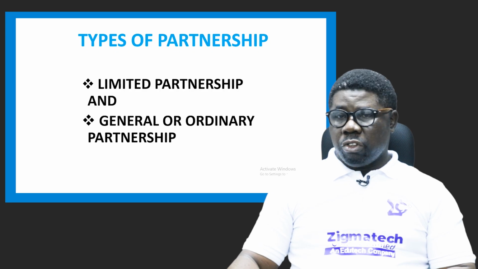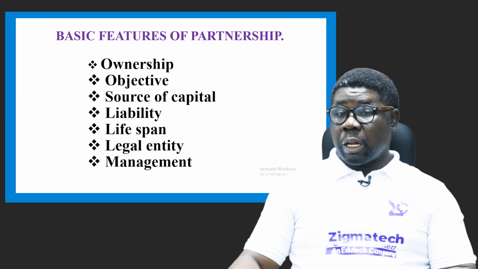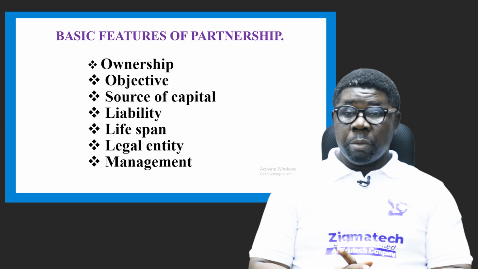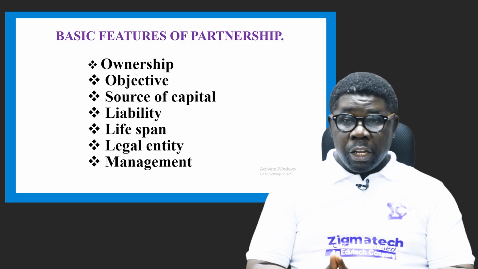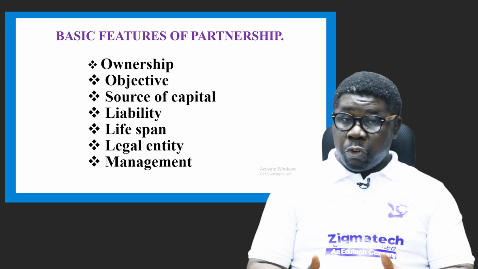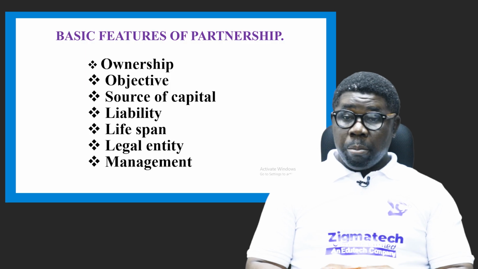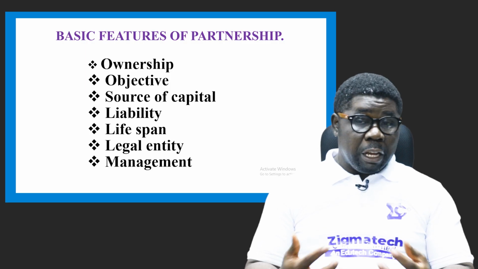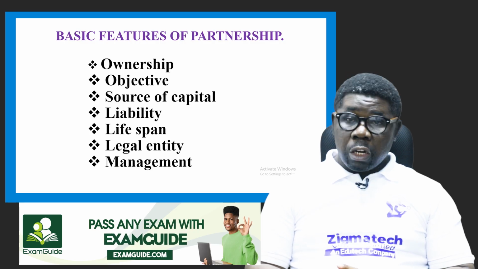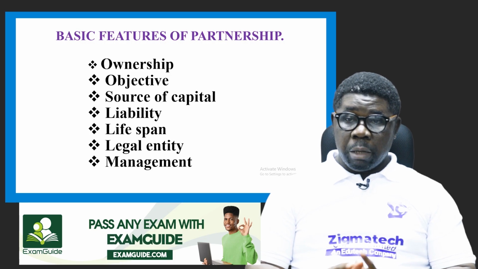So let's take one at a time. A partnership business, like we said earlier on, is owned by 2 to 20 persons in general partnership, and then 2 to 10 for banking establishment. Their objective is to create value and make a profit. They are to create and supply value and make a profit, of course. If you don't supply value, you cannot make a profit in the business. So when you supply value to demand, then you make a profit.